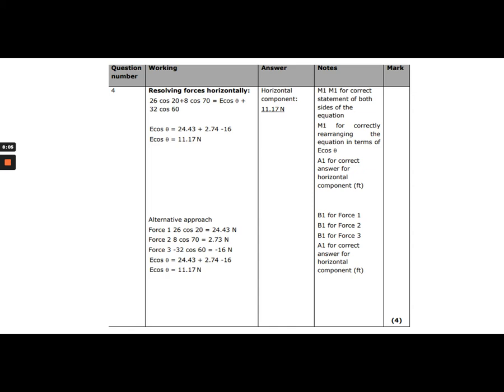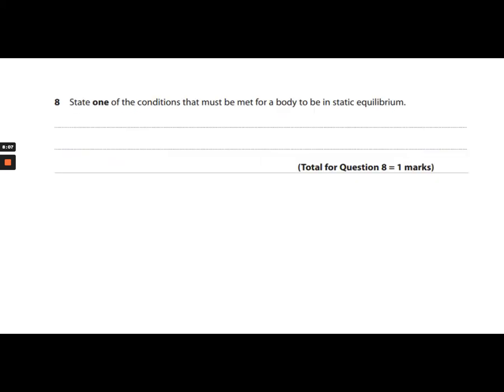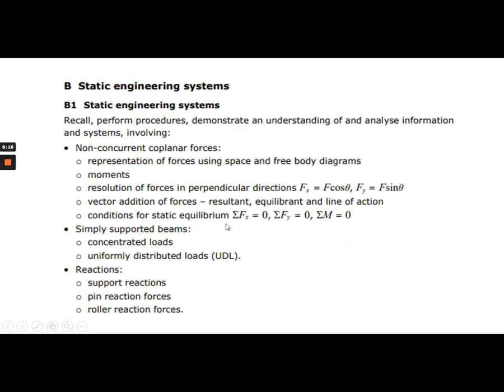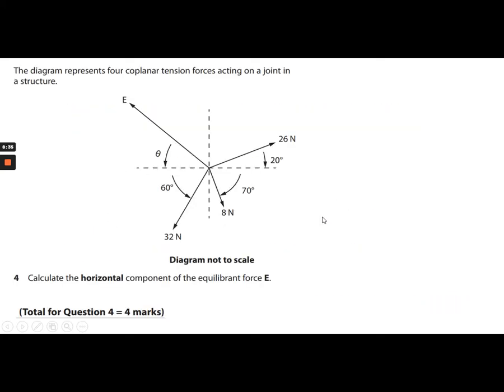There's your mark scheme. Next one: state one of the conditions that must be met for a body to be in static equilibrium. I go back to the specification, and it's this, conditions for static equilibrium. That's what you're putting into words. The sum of the horizontal forces must equal 0. The sum of the vertical forces must equal 0, or the sum of the moments must equal 0. Another way to write that would be the sum of the clockwise moments equals the sum of the anti-clockwise moments.